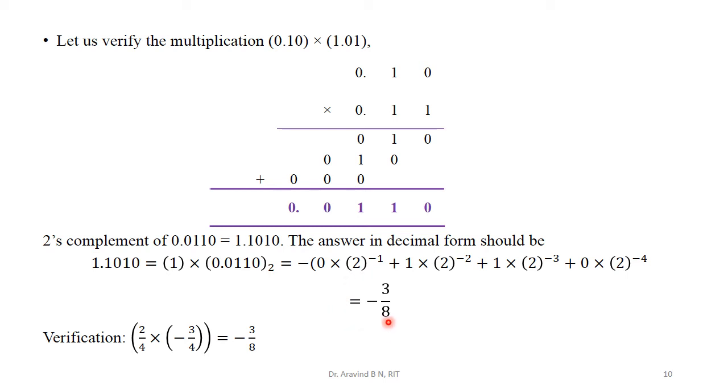Make a cross verification by making use of the decimal multiplication. So 2 by 4 into minus 3 by 4 we are going to have. After simplification of this, we are going to get the final answer as minus 3 by 8. So what we obtained and what is from the decimal, both are equivalent. Hence this is the right way of calculation and this is the correct answer.